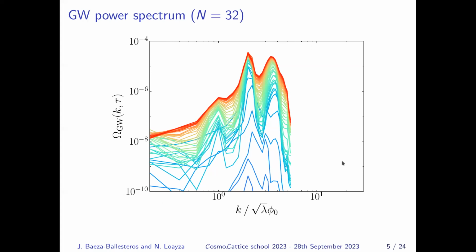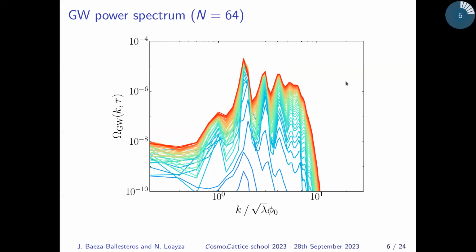But then when we go to the UV, we see that there is something wrong, that our spectrum is not decaying, and the reason is that we are not covering enough ultraviolet. We have this very small lattice, so the ultraviolet is not being covered enough. If we were to do a bigger simulation, like instead of 32 points, 64, for example, we will have a better result.